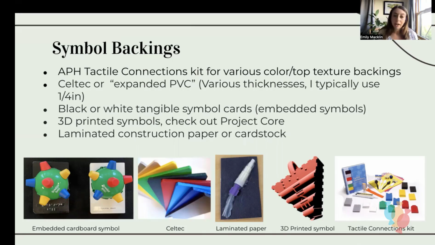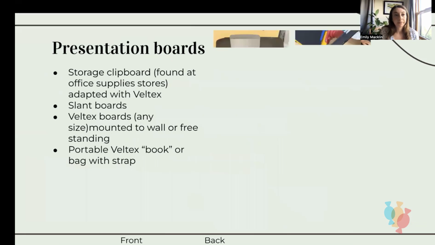I use a lot of Kel-Tec, which is this rainbow colored smooth material, and also the Tactile Connections Kit. If all you have is some construction paper and a laminator, that works too. So we don't have to be fancy, just options to think about. You do want to consider the durability though. And then there also are some embedded cardboard symbols. So you may see those in black and white, different options.